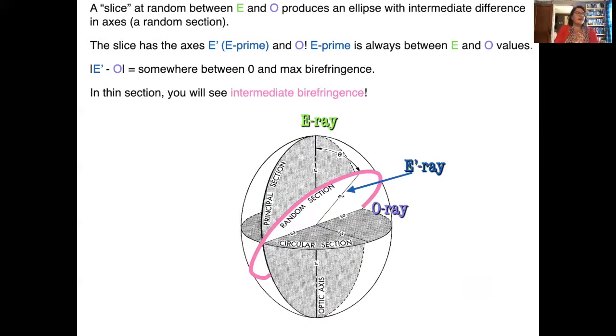Finally, if you have a slice that's random between E and O, there are an infinite number of lengths between E and O, the slice will have an axis that is intermediate between E and O. And so it has E prime, or epsilon prime, and O always has O. And so you will get somewhere between 0 and maximum birefringence, and you'll see some sort of intermediate birefringence, something between what could be maximum and 0.